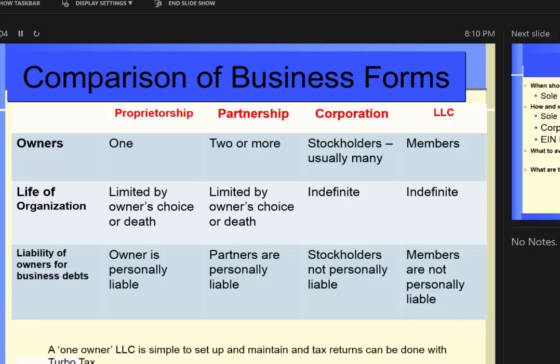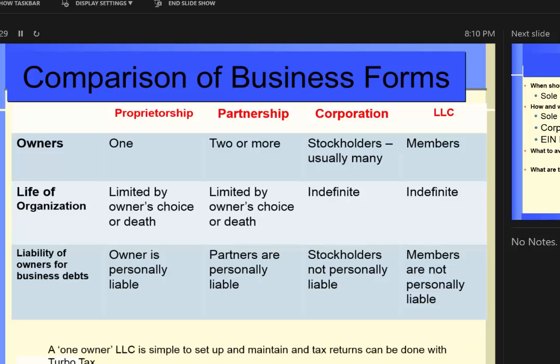They're simpler to set up, simpler to maintain, the accounting's easier. But owners in the LLC are called members. Life of the organization, like a corporation, it's indefinite. It's a legal business entity. Liability of owners for the debts of the business: members are not personally liable. They can only lose what they invested in the LLC.